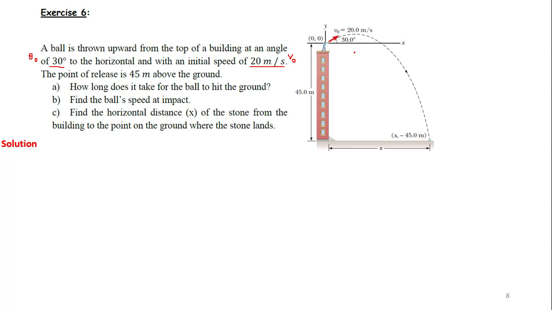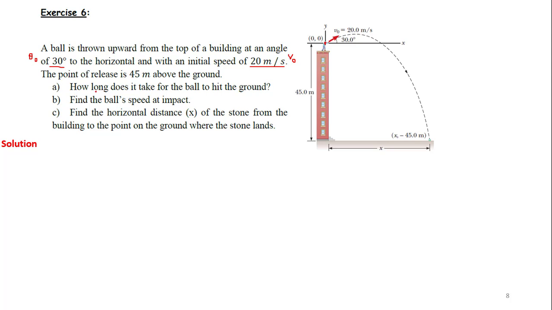يعني هون هتعطونا وين الأوريجين. قالولنا أنه الأوريجين هي هون، ترتفع عند ارتفاع 45 meters. Okay, it's at the top of a building.